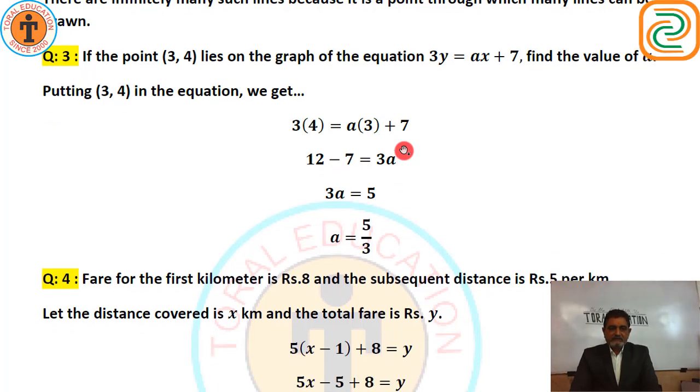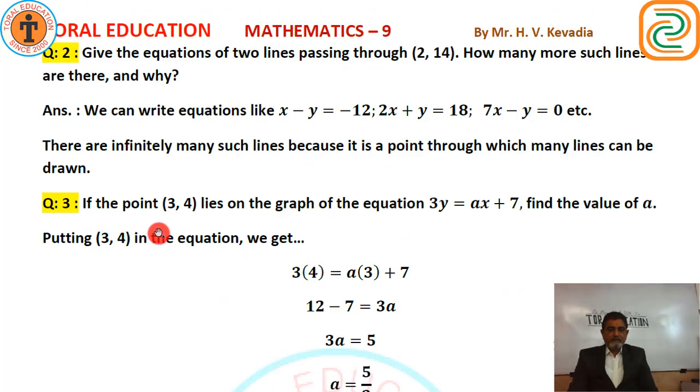Question number 3. If point (3, 4) lies on the graph of the equation 3y equals ax plus 7, find the value of a. This is an important question. So friends, please take care of such equations, such questions.